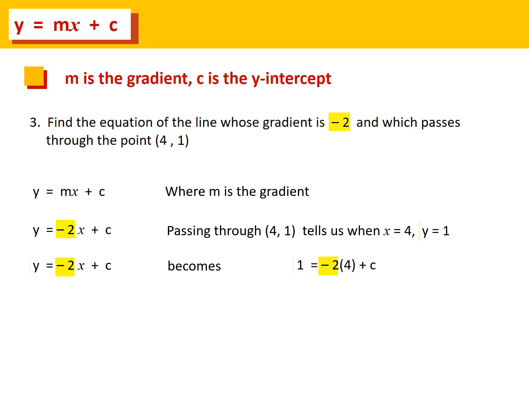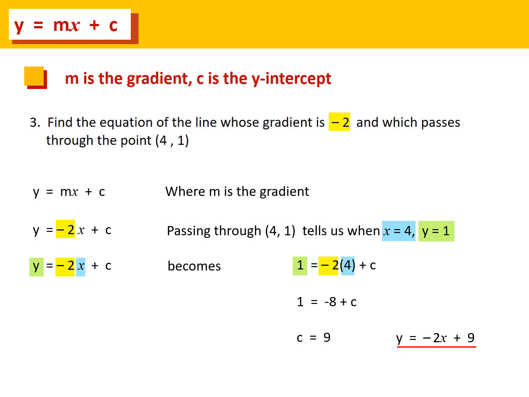Where did the 1 come from? Well, that's our y value. Where did the 4 come from? That's our given x value. And our equation now involving c is 1 equals -8 plus c. We add 8 to both sides, and therefore c equals 9, giving us a final equation of y equals -2x plus 9.